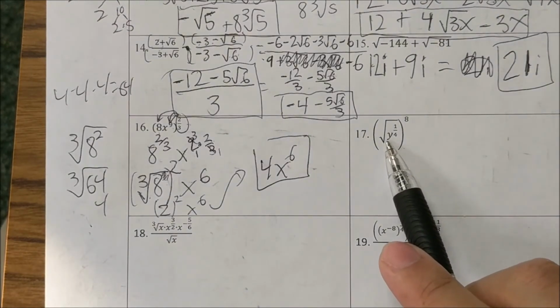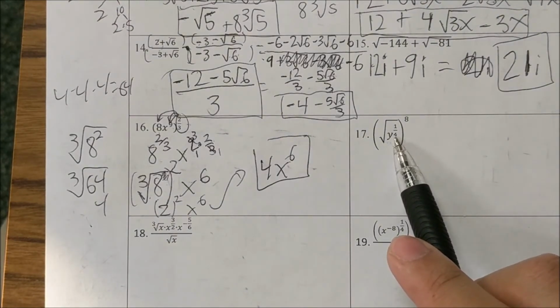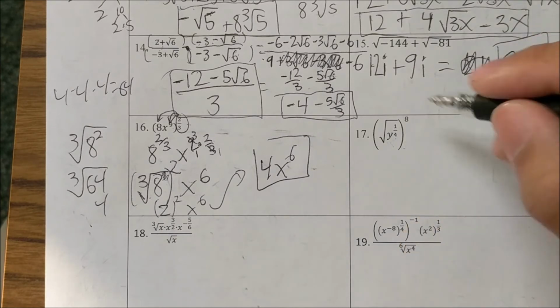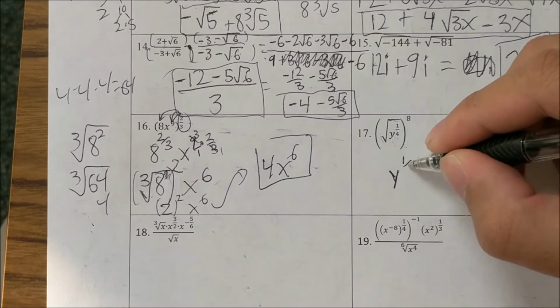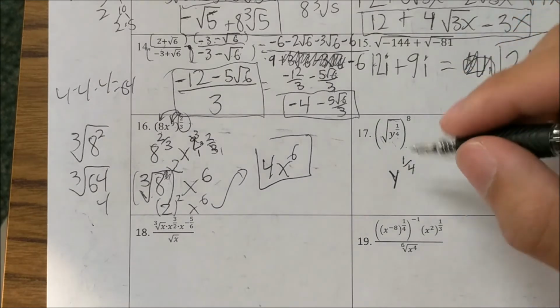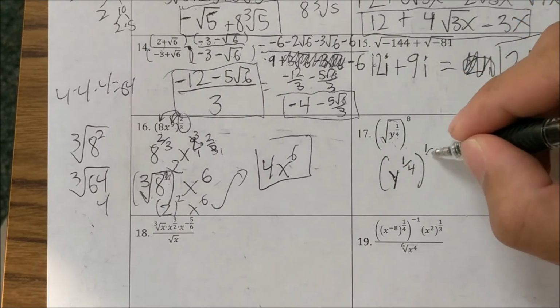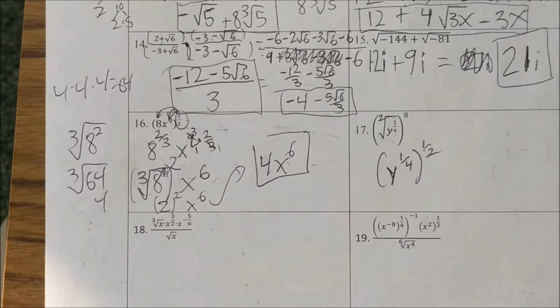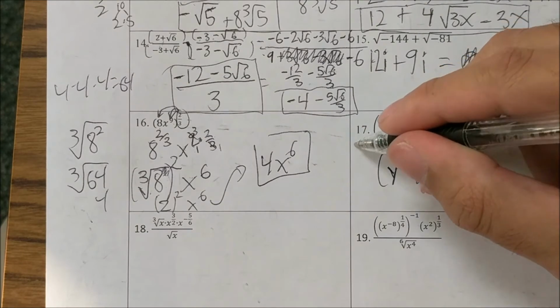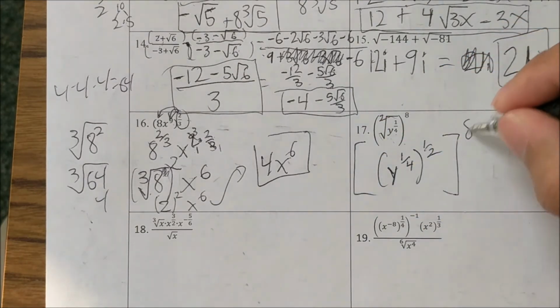Okay, so square root of y to the 1/4, all to the 8th power. First I'll deal with this square root. So I have y to the 1/4 power. And then I know the square root means to the 1/2 power, right? Because the index is invisible too. And then this whole thing gets affected by the 8th power.